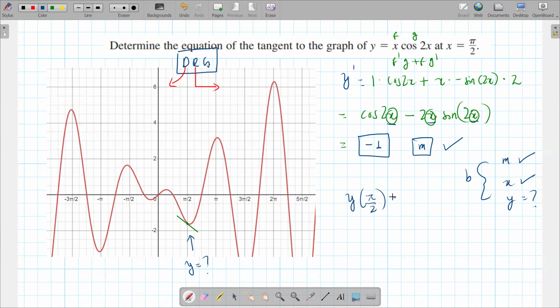So this will give you pi over 2 times cosine of 2 times pi over 2. Again, you can plug this in a calculator. Eventually, you don't have to because these are standard form things. So the answer here is negative pi over 2. And now we plug everything in to find the b value. We don't even need this.